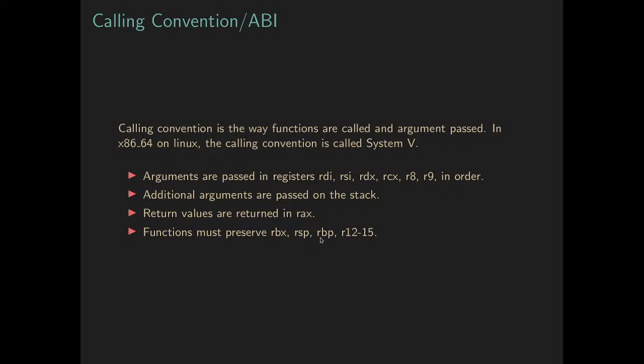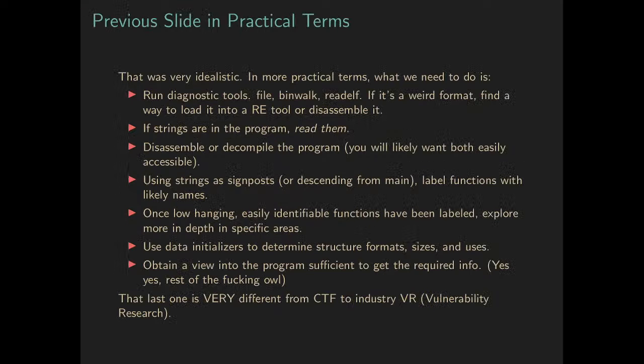And every time you call a new function, you always have to preserve RBX, RSP, RBP, and R12 through R15. That means if you use them in your program, you have to preserve them by, let's say, pushing the old value of the register to the stack before you modify it. This kind of calling convention is called System V, and it's mainly used with Linux. I think Windows has its own calling convention. But yeah.